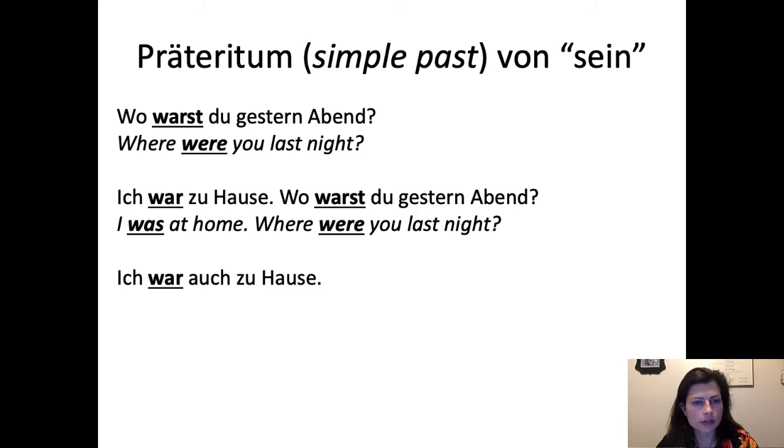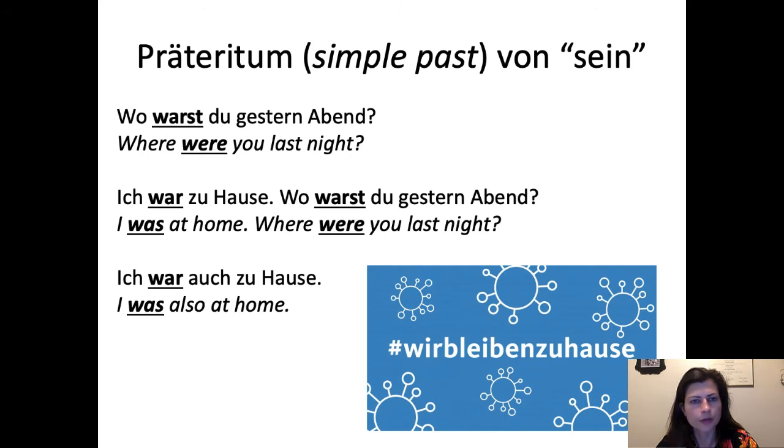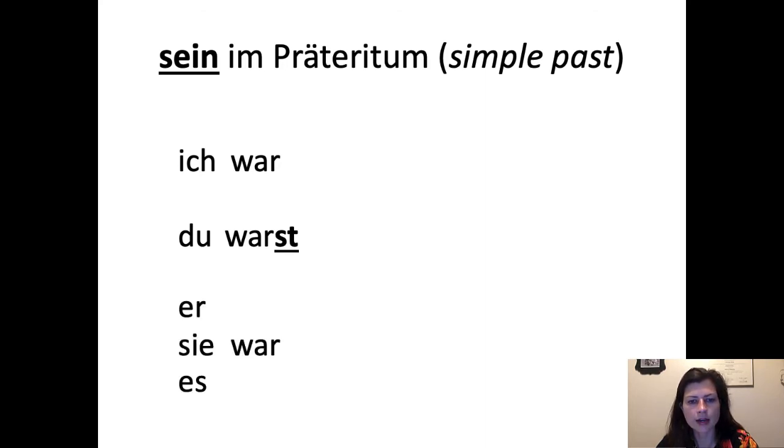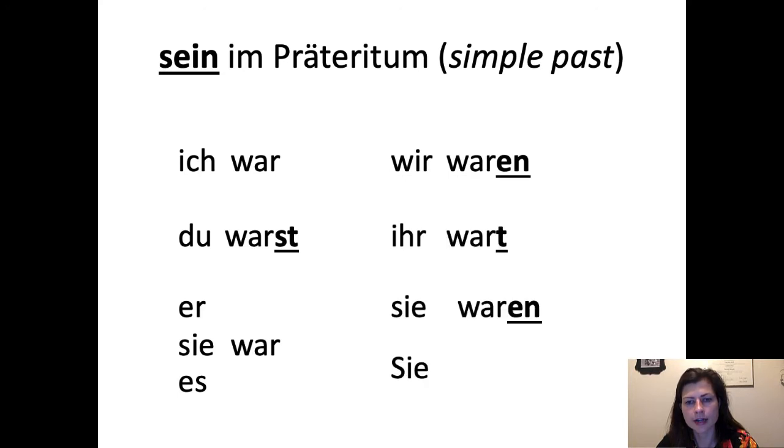Ich war auch zu Hause. I was also at home. Wir bleiben zu Hause. Okay, so let's look at the conjugation of that. Ich war, I was. Du warst, it takes an ending. It takes a conjugation, right? Er, sie, es war. Wir waren, ihr wart, sie waren, and Sie waren.